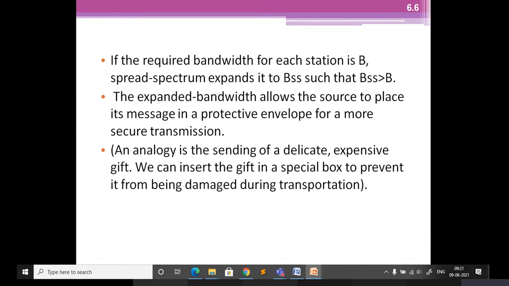Okay, so if the required bandwidth for... are you following what I am explaining? Okay, so I will give one more analogy here.